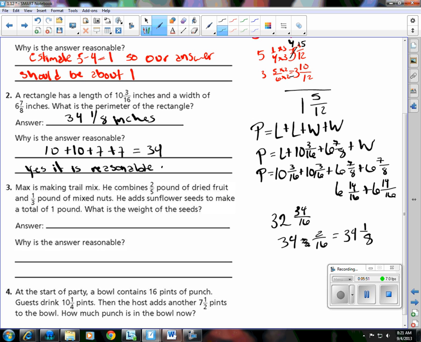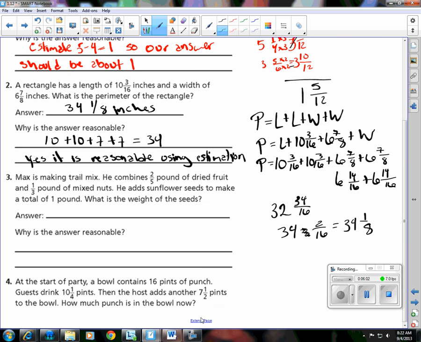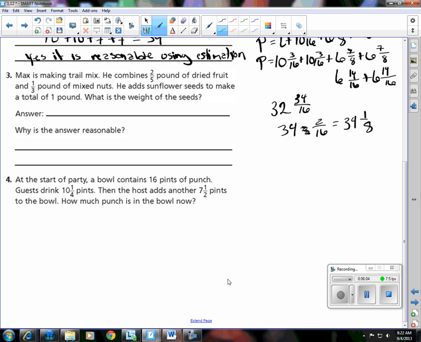Reasonable using estimation. All right, let's try a couple more here. Max is making trail mix. He combines 2/5 of a pound of dry fruit and 1/3 of a pound of mixed nuts. He adds sunflower seeds to make a total of 1 pound. What's the weight of the sunflower seeds?